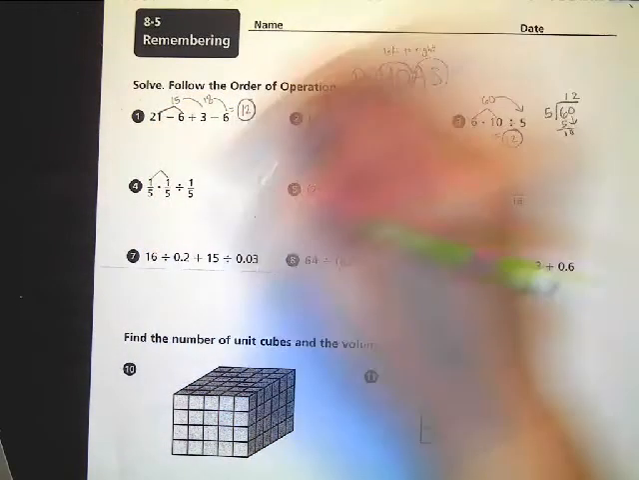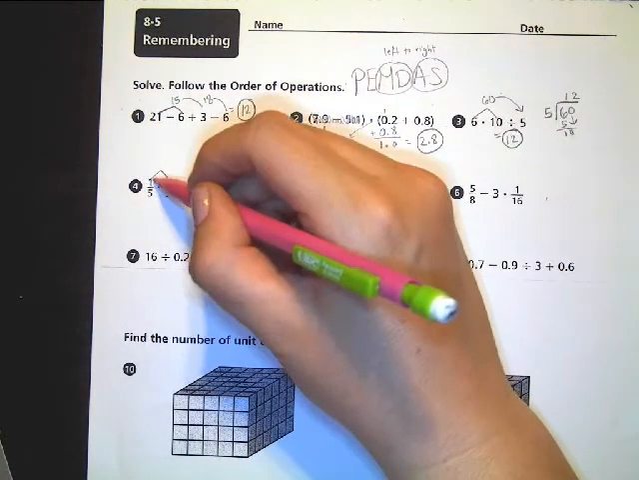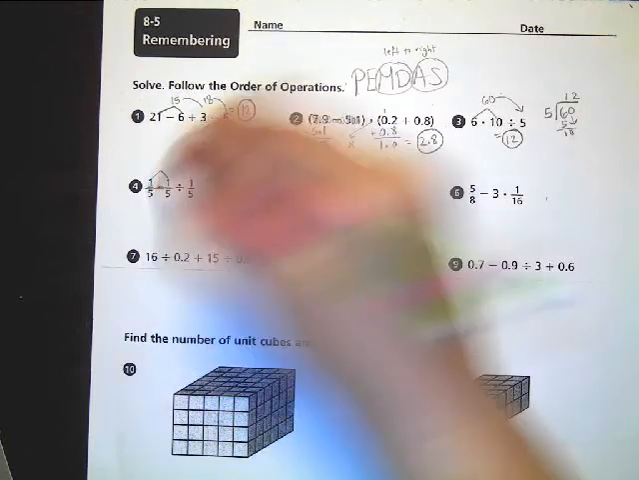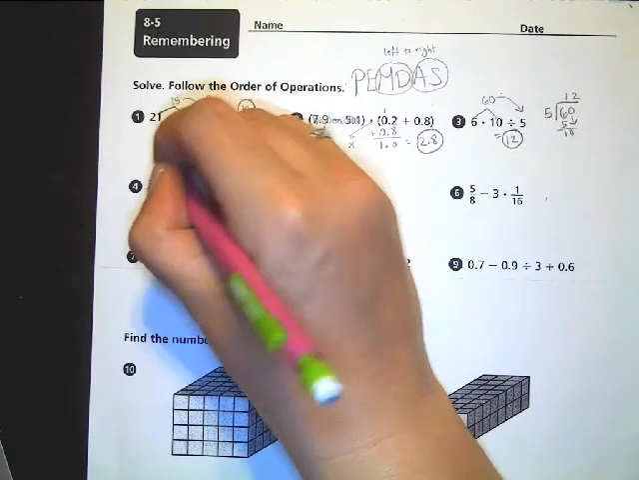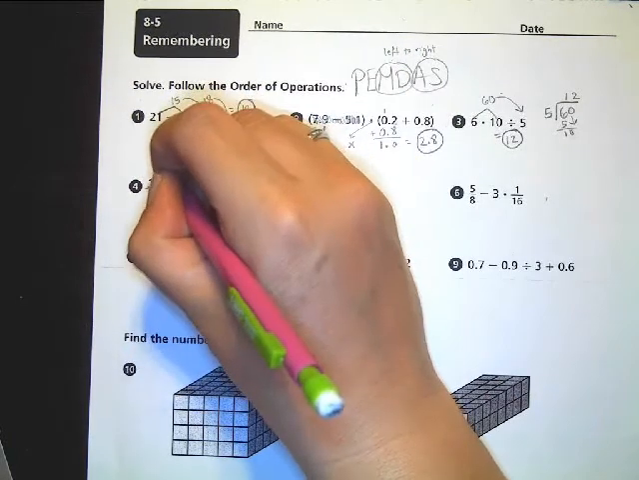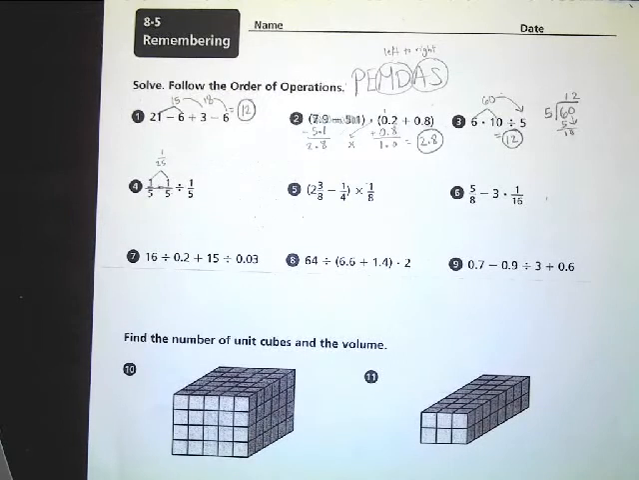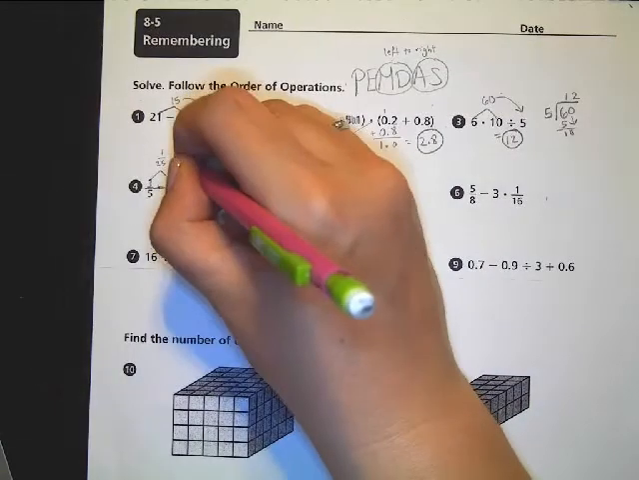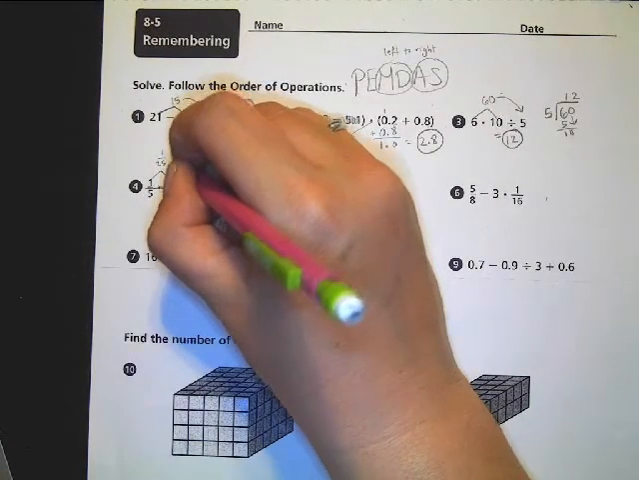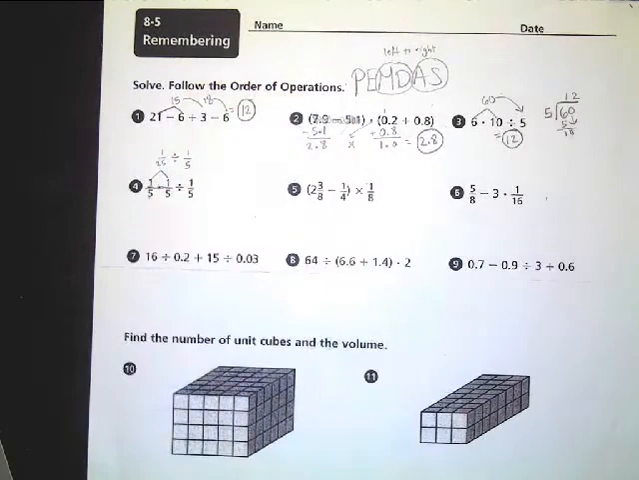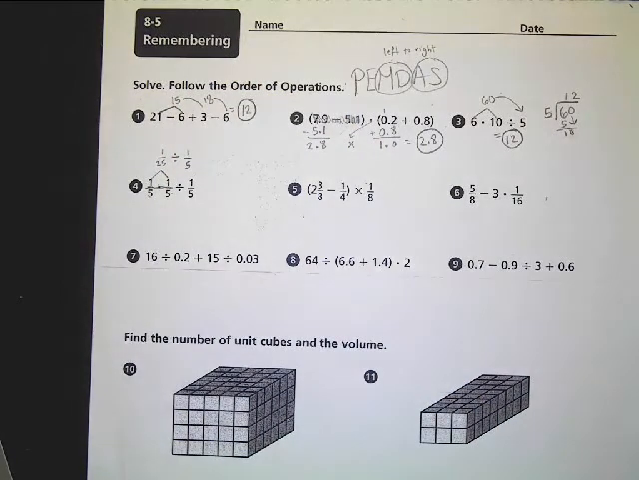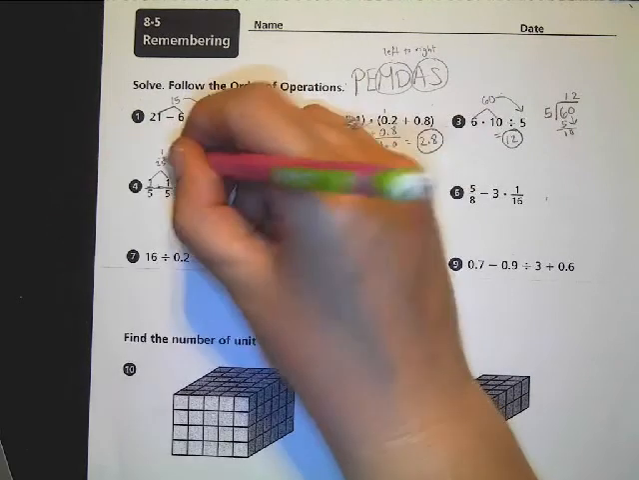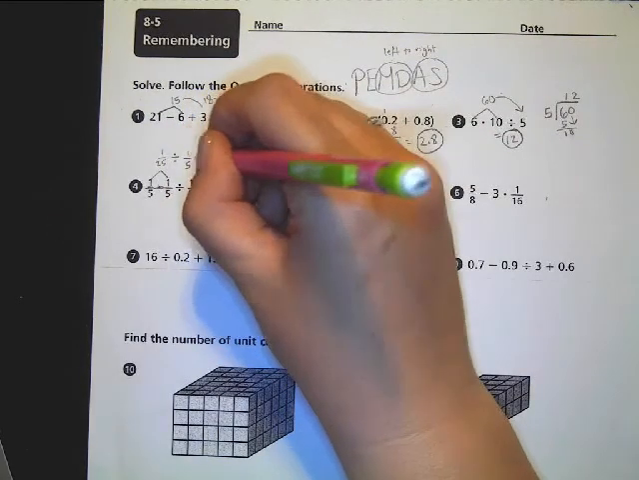Number 4, I think this one's super interesting. What do you do first? Multiply or divide? They're connected, so you just work left to right. So you're going to do this one first. 1 times 1. Remember when you multiply fractions, you just go straight across. So 1 times 1 is 1. 5 times 5 is 25. So I get 1/25. Then I'm supposed to divide by a fifth.